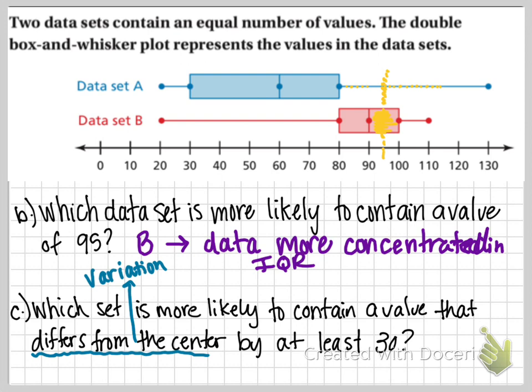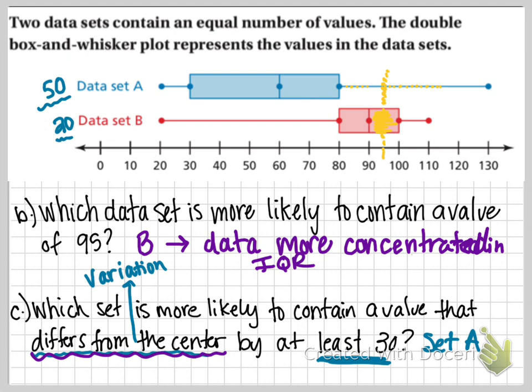Remember, the IQR of data set A was 50, and the IQR of data set B was 20. That means data set A has variation from the center by about 50 for most of the data points. Data set B has variation from the center by only about 20. So if we're asking which one contains a value that would differ from the center by at least 30, it's got to be set A, because the interquartile range is bigger than 30.